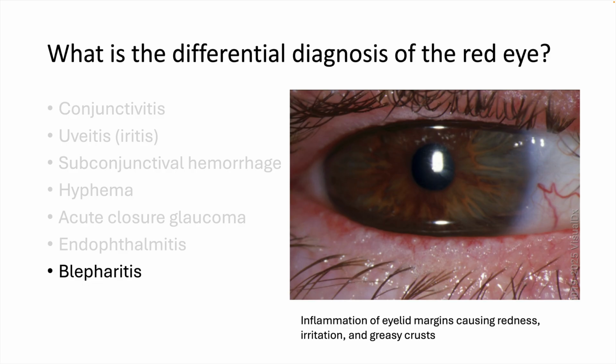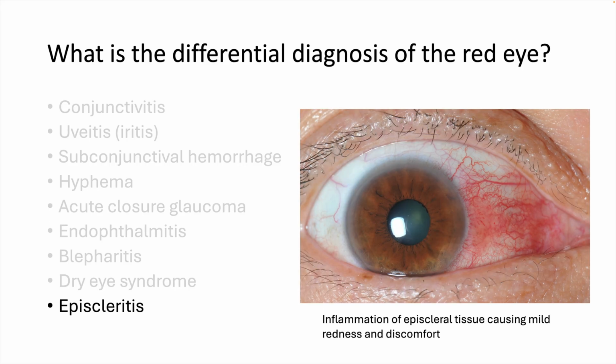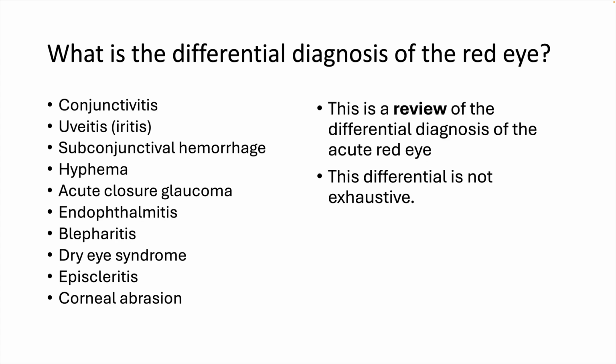Blepharitis is defined as inflammation of the eyelid margins causing redness, irritation, and greasy crusts. Dry eye syndrome is defined as decreased tear production causing eye dryness, irritation, redness, and blurry vision. Episcleritis is defined as inflammation of the episcleral tissues causing eye redness and mild discomfort. A corneal abrasion is defined as a superficial scratch or scrape of the corneal epithelium. This is a review of the conditions which might cause the acute red eye. This is not an exhaustive list, but covers about 95% of the causes of the acute red eye.